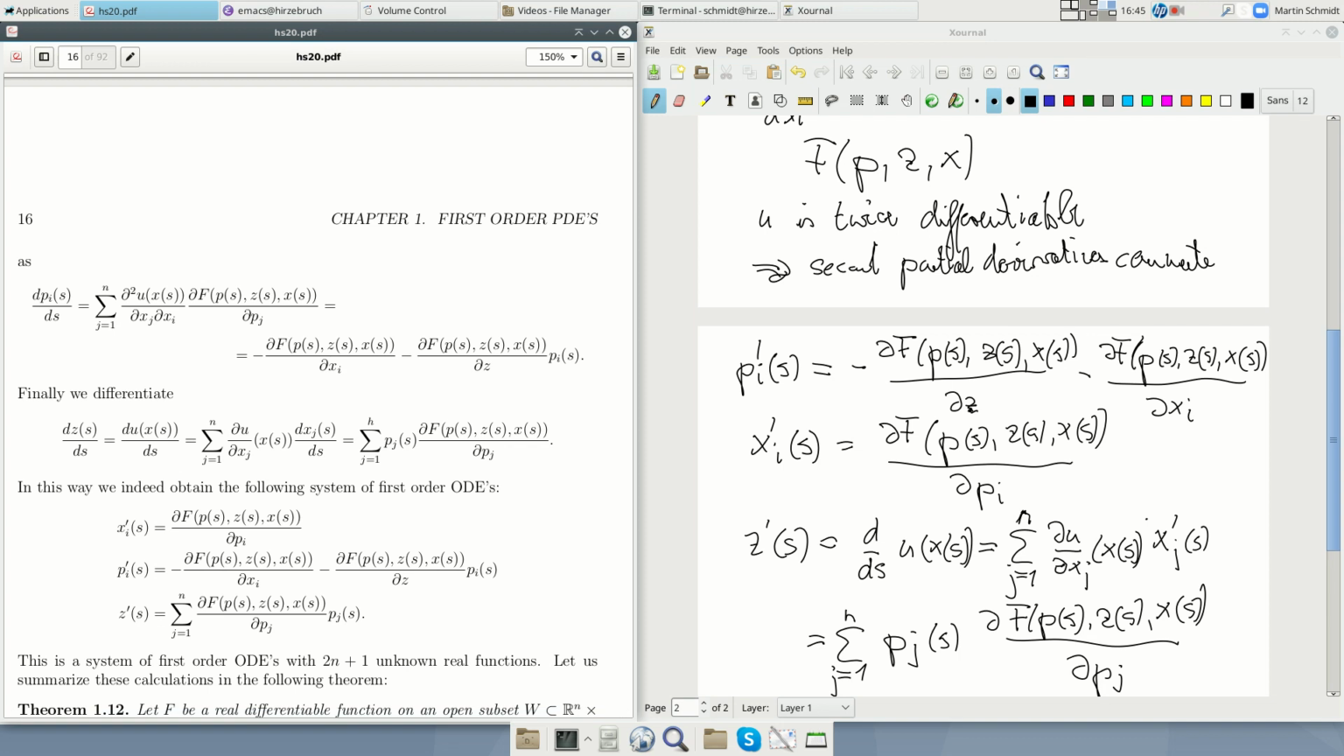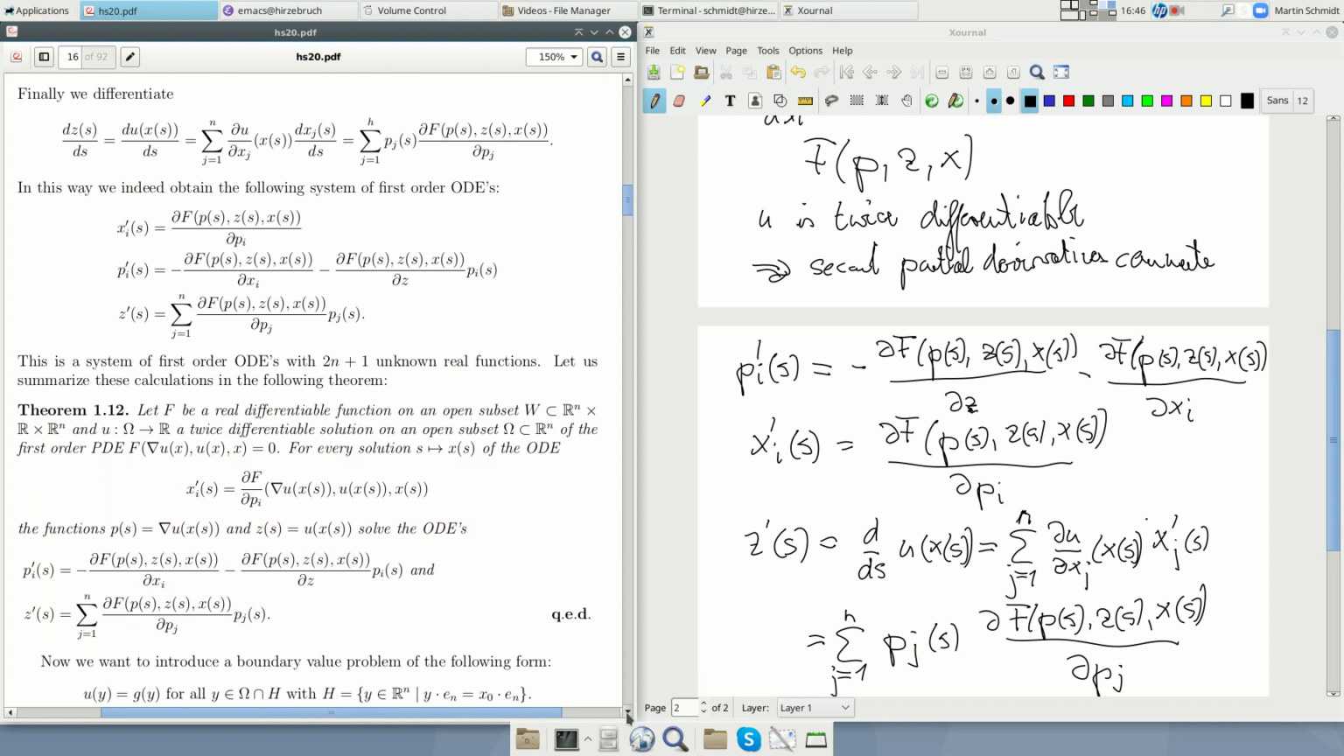Now let's look at the system. The essential clue is that this is a system which, for given f, is just an ODE without any knowledge of u, of the solution. We started with a solution and obtained this ODE, but now we have an ODE that makes sense without knowing the solution u. This is just an ordinary differential system, with n plus n plus 1, so 2n plus 1 unknown real functions. We know by ODE theory, by Picard-Lindelöf, that we have local solutions.